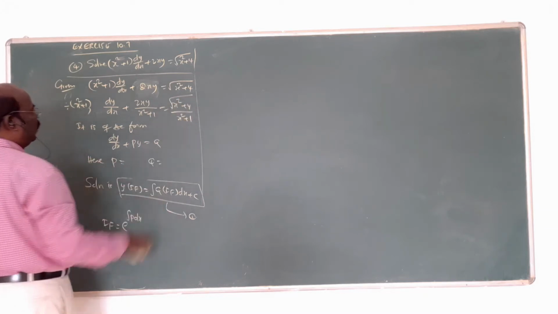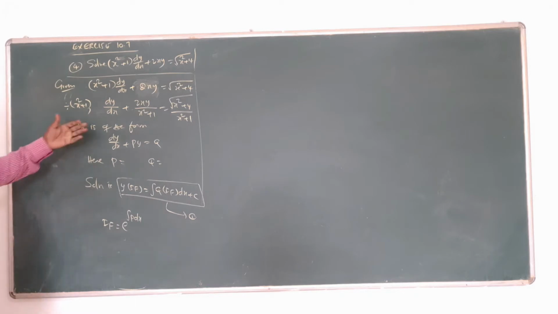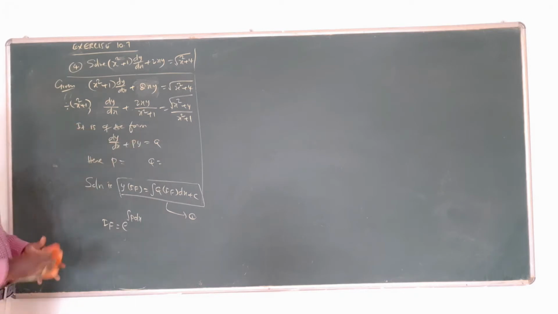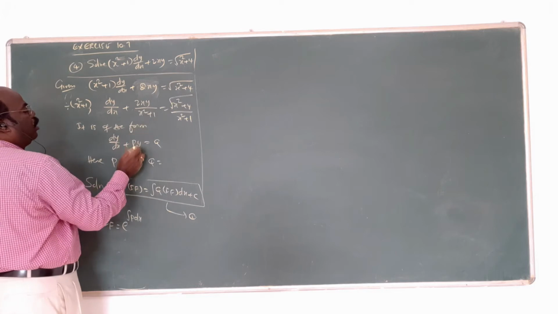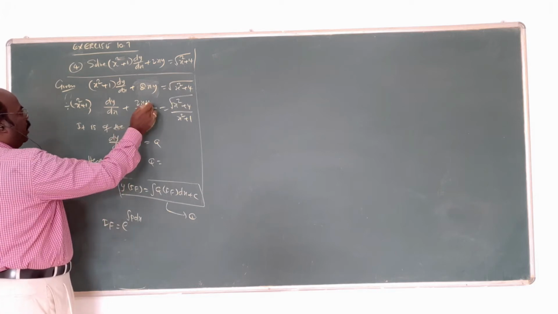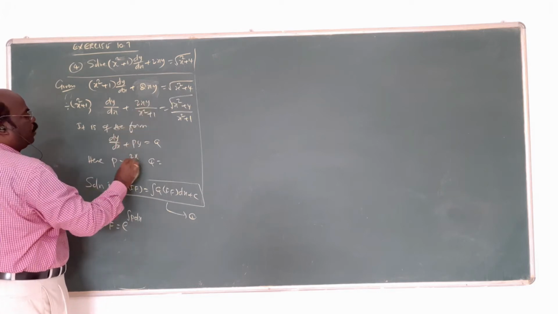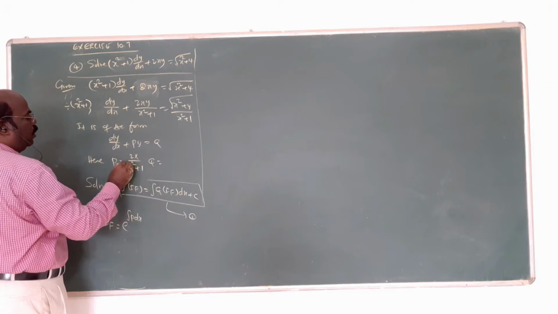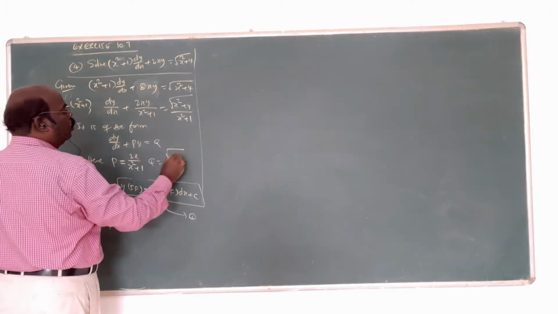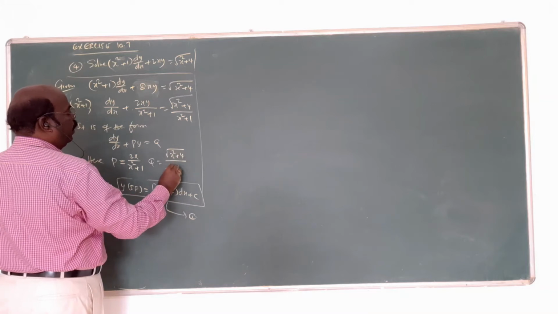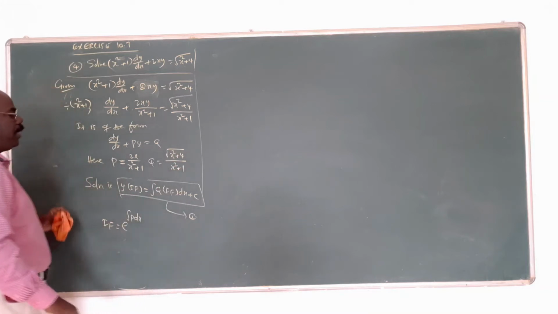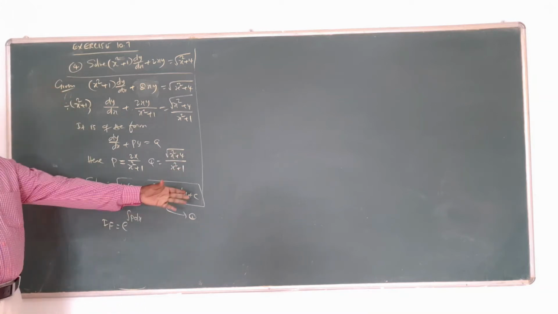Am I right? Now this is of the form dy by dx plus Py equals Q. P equals the coefficient of y, which is 2x by x square plus 1. Am I right? Q equals root of x square plus 4 by x square plus 1. Am I right? Now write the formula clearly.